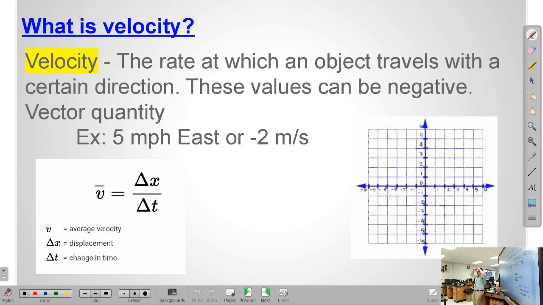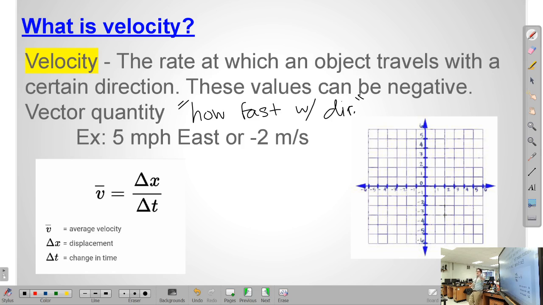Mr. Williams' definition of velocity. We can go with this big one: it's the rate at which an object travels with a certain direction. Or I will just put it as how fast something is going, with direction. Going a million miles that way an hour. I'm going to expand upon this little formula down here.